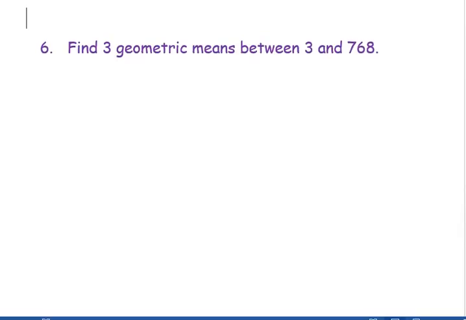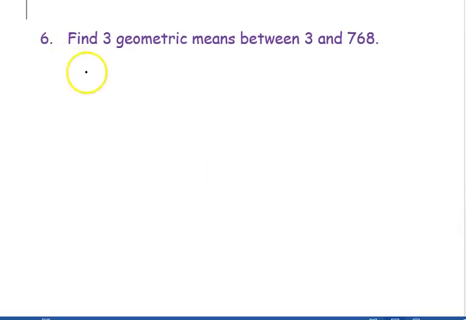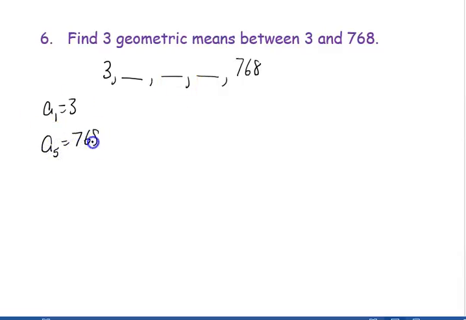Our last example says to find 3 geometric means between 3 and 768. So similar to that last problem, I have 3 blanks between that first number that we know and the 768 that we know. That tells me my a sub 1 is 3. 1, 2, 3, 4, 5. This is in the 5th spot, so a sub 5 is 768. I don't know my r. If I did, I could easily fill these blanks in, so I need to find it.